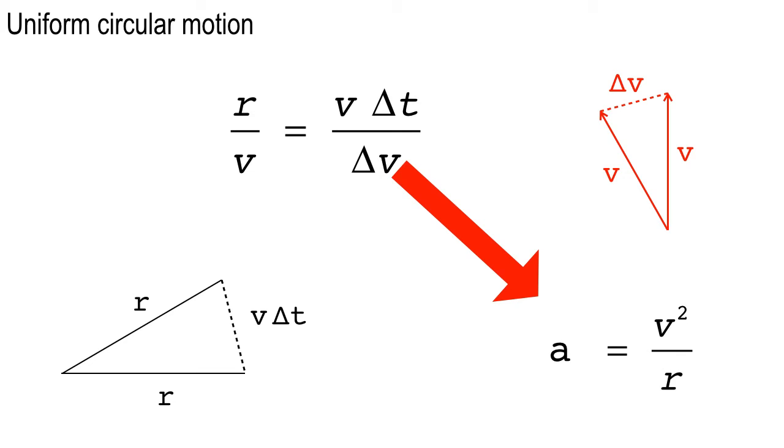V squared over r. Colin. Colin at the aisle.